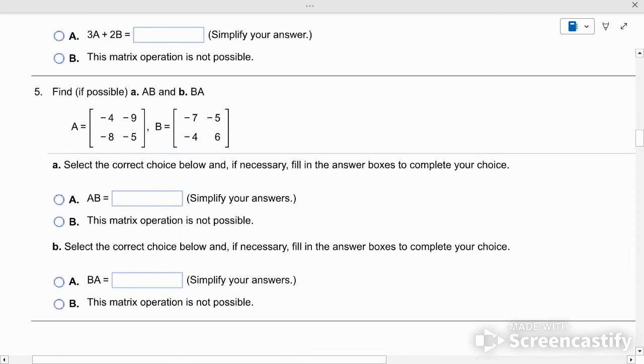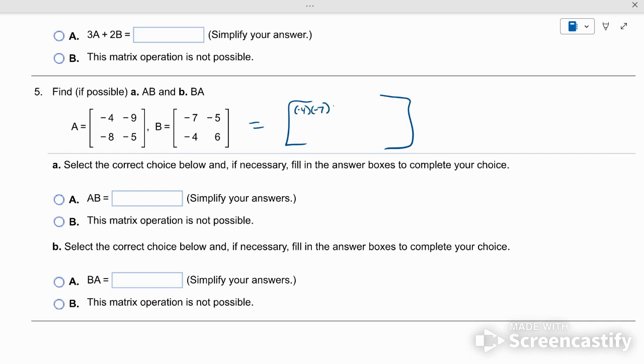All right, multiplication. This is where everybody starts freaking out. Okay. A times B. Rows times columns. What's my final matrix going to be if I take a 2 by 2 times a 2 by 2? 2 by 2, because you take the outside ones. So, you take negative 4 times negative 7 plus negative 9 times negative 4. And you go, where'd you get that? Well, I took this row times this column. This times this, this times this.